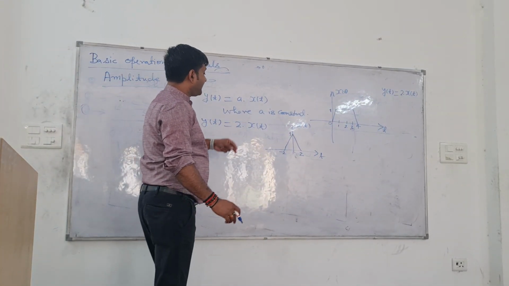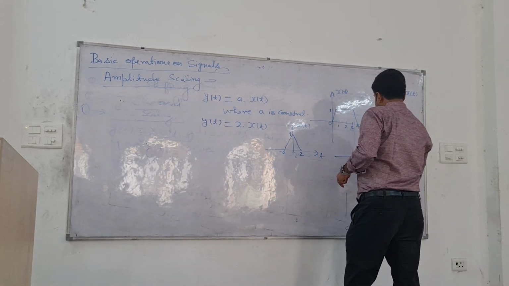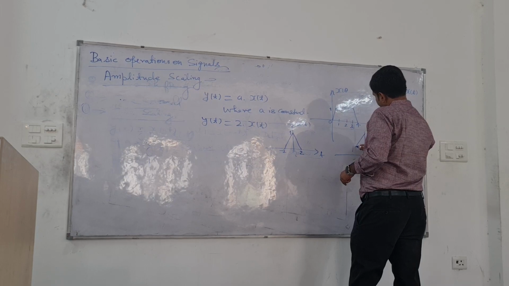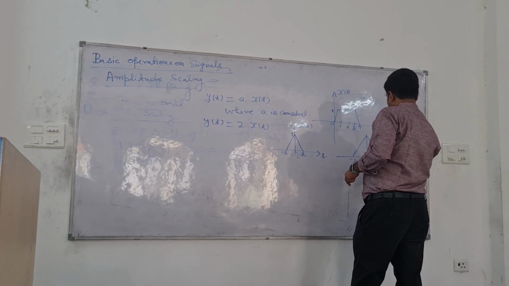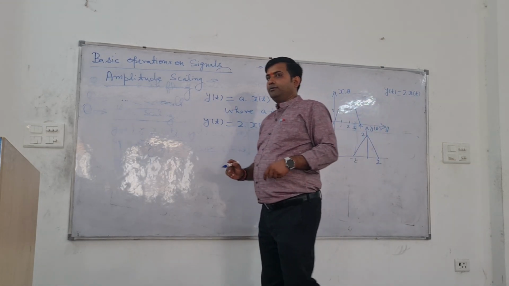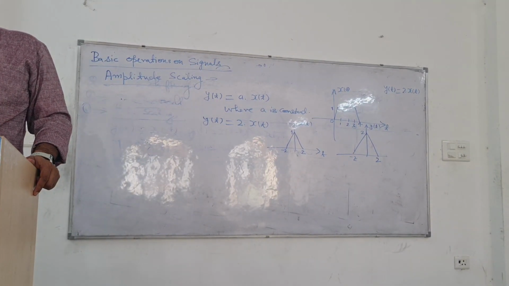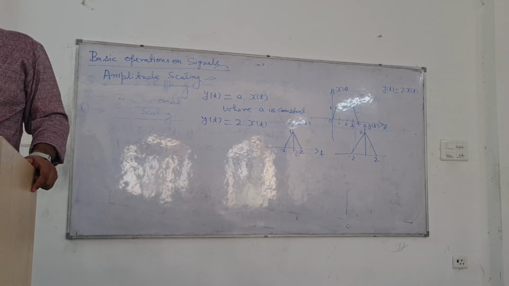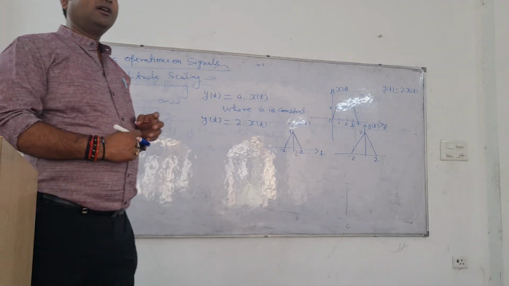This is the scaling by 2, the amplitude is scaled by 2. So these are the basic operations on the dependent variable.